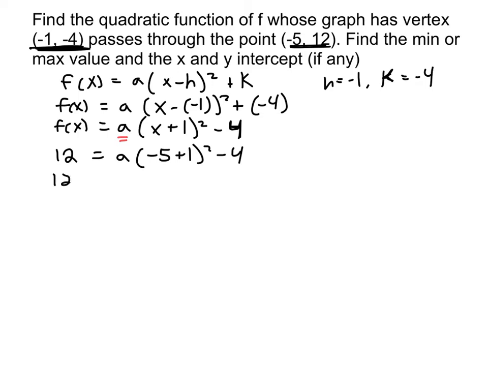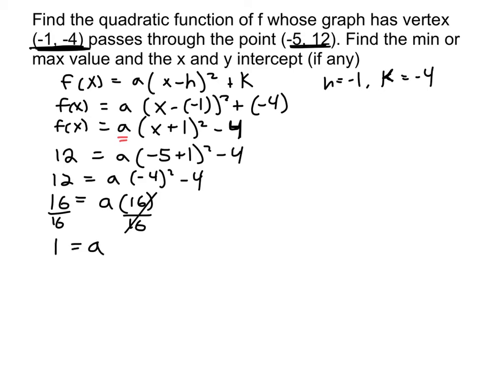So I'll have 12 equals a times -5 plus 1 is -4 squared minus 4. I'm going to add 4 to both sides of the equation, so I'll have 16 over here, and then a times -4 squared is 16. I added 4, so that 4 cancels. Then I'm going to divide both sides by 16. This cancels, and I'm left with 1 equals a.